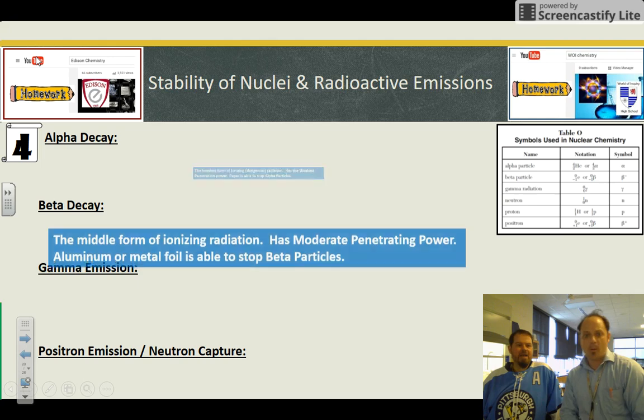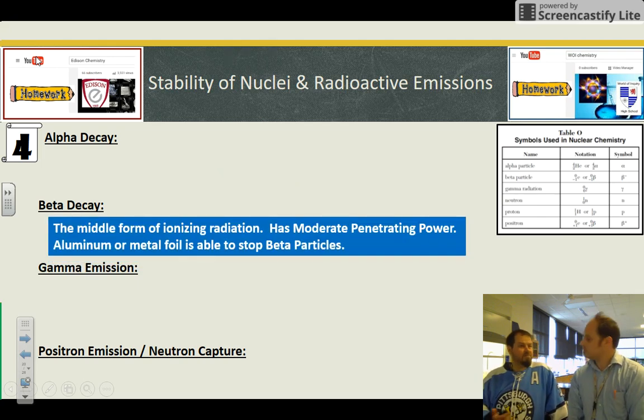Now, beta is a little bit different, because beta is basically, like we learned before, an electron. We know they're small and don't have a lot of mass, but they do have a charge. So they have middle of the road ionization radiation power. It's a moderate penetrating power. It'll go through a little bit more stuff than alpha will.